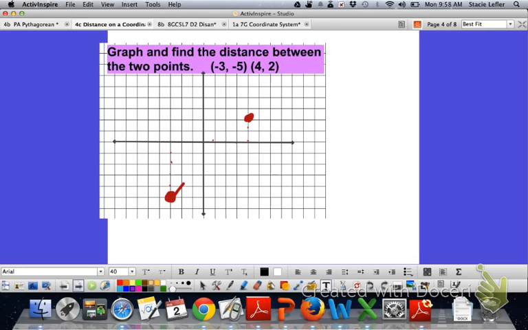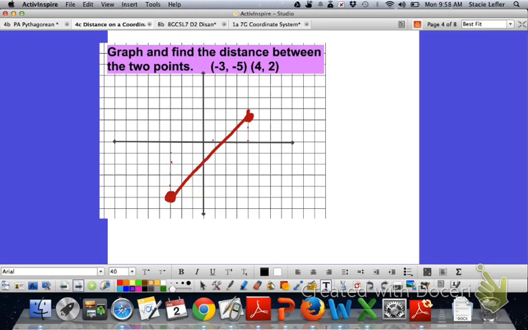And we connect that, and we can find the distance of that line, but not like we did on the other one, because we can't just count straight units. All of those, it's a diagonal. So how could we apply the Pythagorean theorem here?